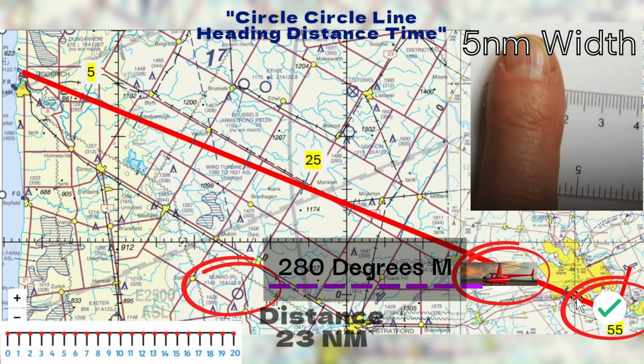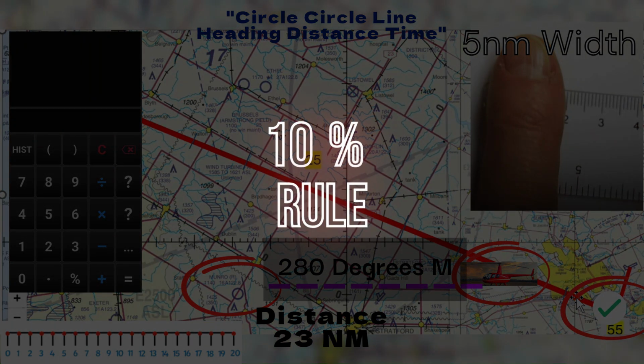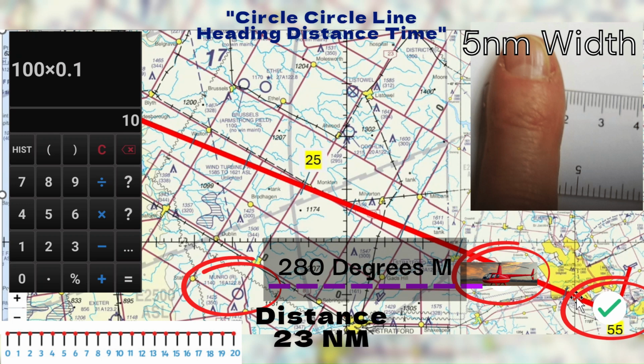We have now accomplished circle, circle, line, heading, distance, and we want to look at time now. We are going to utilize the 10% rule in our heads to figure out the distance we have left and then how long it will take to get to our destination. We are traveling 100 nautical miles per hour, 10% rule. That equates to 10 nautical miles per 60 minutes, 10%, which is 6 minutes. So you know you're going 10 nautical miles per 6 minutes.